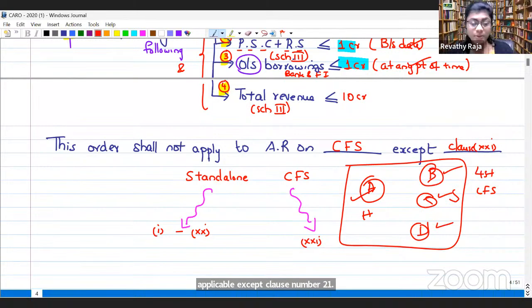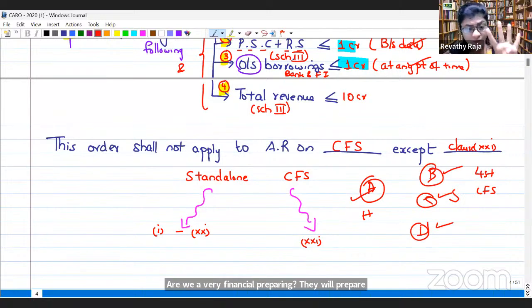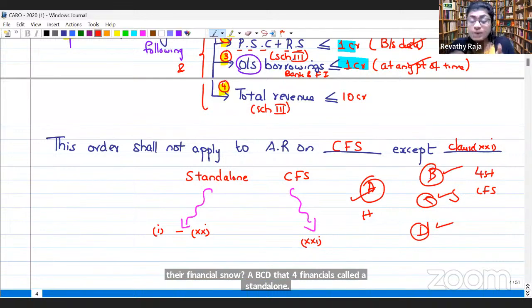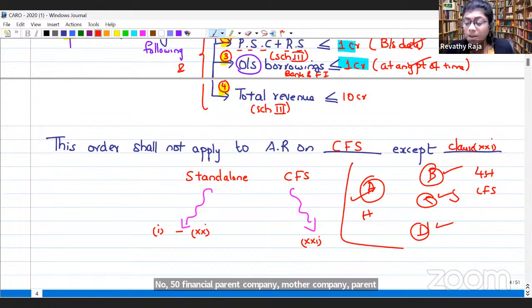Reason I will say. Liana, you asked me to repeat this example. I'm repeating. Four companies: A, B, C, D. They will prepare their financials, no? They will prepare their financials. A, B, C, D, those four financials are called standalone. Now, the fifth financial: the parent company, the mother company, parent company A will prepare the group financials, that is consolidated.